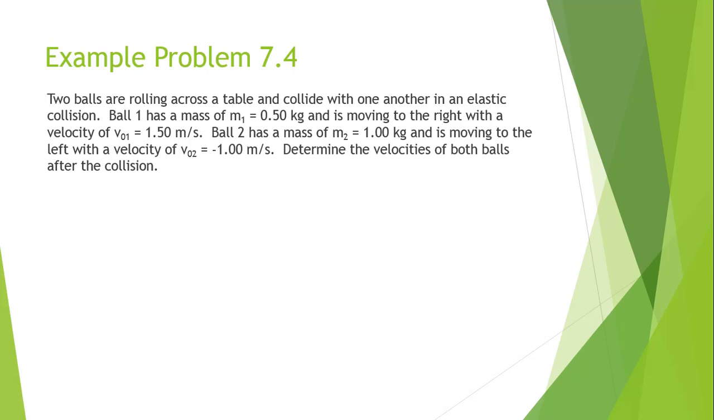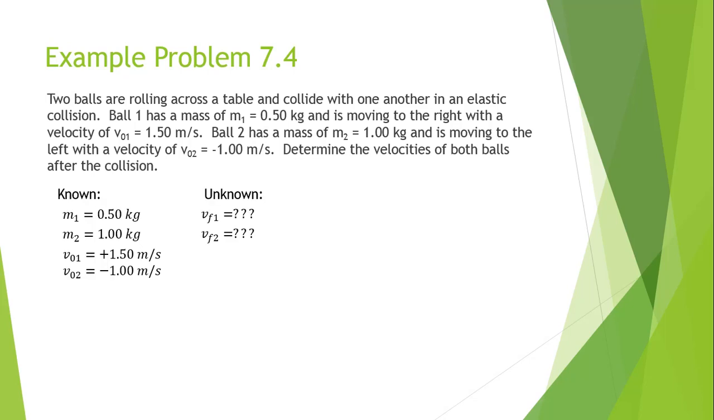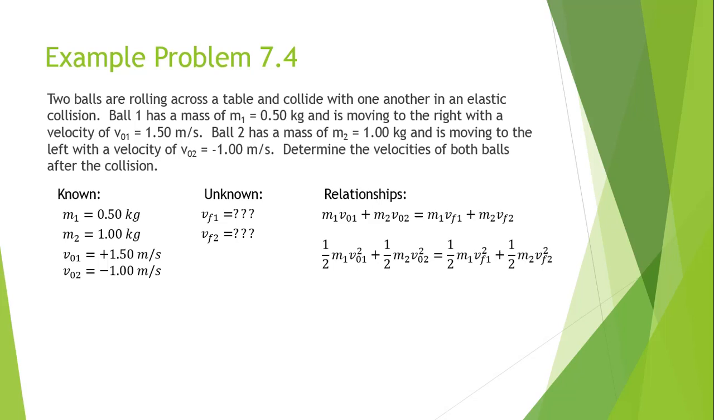We have ball 1 with a mass moving to the right with a certain velocity and ball 2 with a mass moving to the left with a certain velocity. And it wants me to determine the velocity of both balls after the collision. Now this is a little bit more complicated because I only know 4 pieces of information and I really have 2 unknown pieces of information.